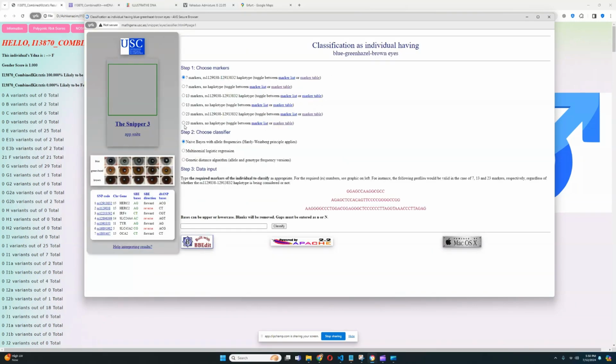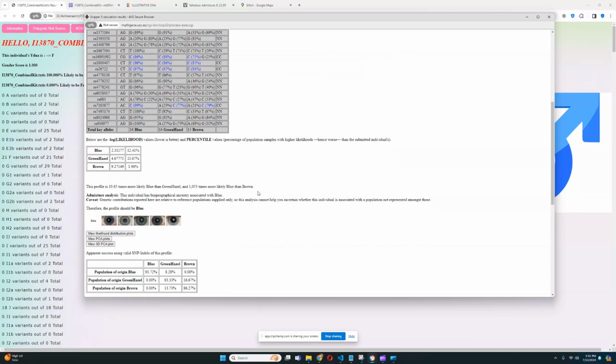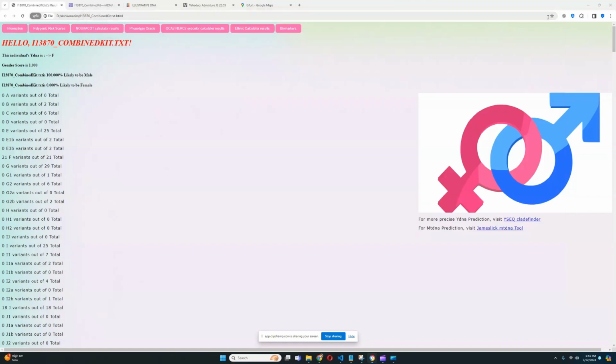Let's see what he scores with Snipper 3. Let's check it out right now. Yes, and as I said, with Snipper 3, he scores blue eyes. So that is to be expected, but with YSEC, you would not see a predicted eye color because YSEC, as I said previously, is not capable of doing imputation.